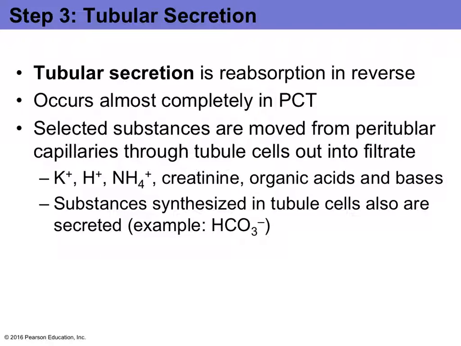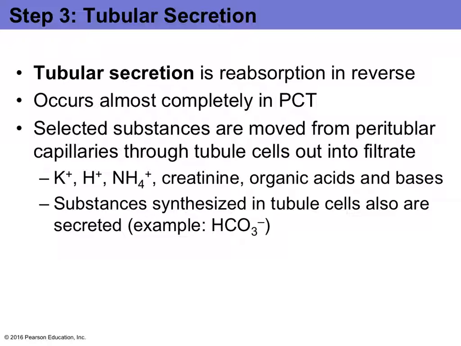Now the third process that's going on in the kidneys, in addition to filtration and reabsorption, is secretion. And secretion, like reabsorption, occurs in the tubules. Some secretion is going to happen in the collecting duct, but most of it goes on in the proximal convoluted. And secretion is basically reabsorption in reverse. So we're taking stuff from the peritubular capillaries, in the case of the PCT, and moving them back into the filtrate.